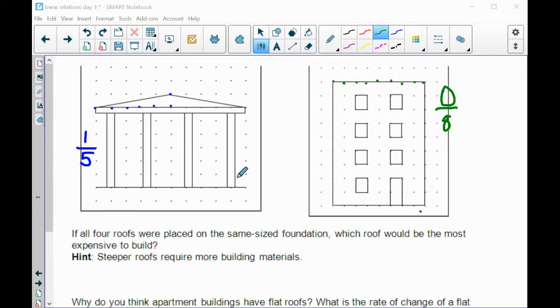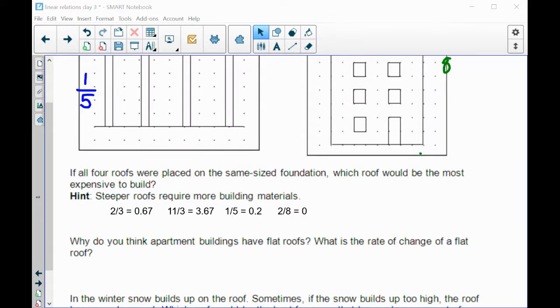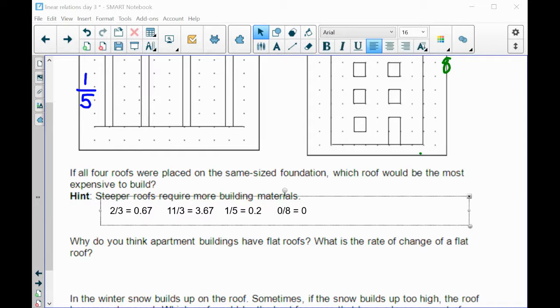So if we take all of those fractions and turn them into decimals, we can more easily compare which one is steeper. So here we have our ratios changed to numbers and decimals so that we can compare and see which one is the bigger number, which one has the steeper pitch. So the 2 over 3 is 0.67, 11 over 3 is 3.67, 1 over 5 is 0.2, and, oh, sorry, that was supposed to be 0 over 8, is 0. So therefore we know that the largest number has the steepest pitch.